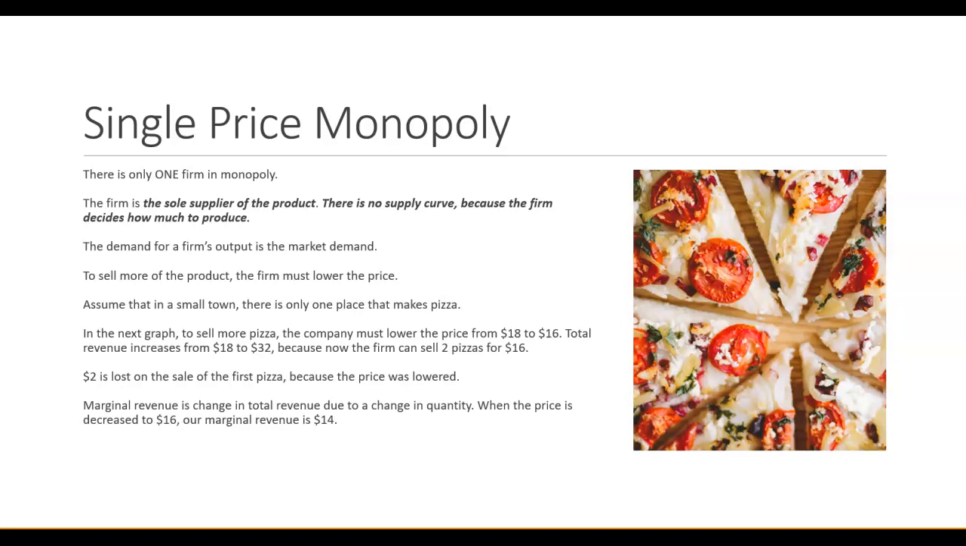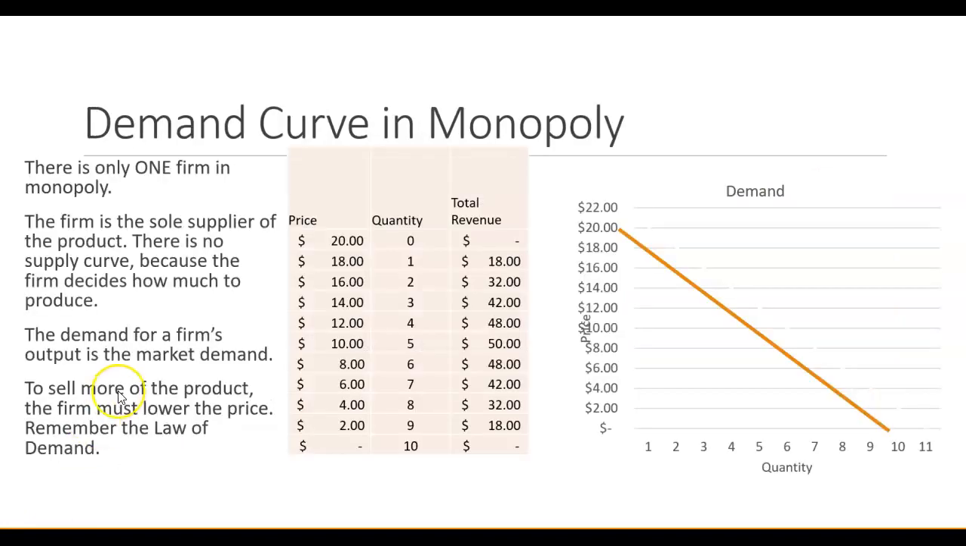Now, the firm is the sole supplier of the product. If the firm is the sole supplier of the product, there is no supply curve because the firm decides how much to produce. In this example, we are going to take a small town, and we are going to assume that there is only one place that makes pizza. Again, the assumption is a very small town with only one pizza place.